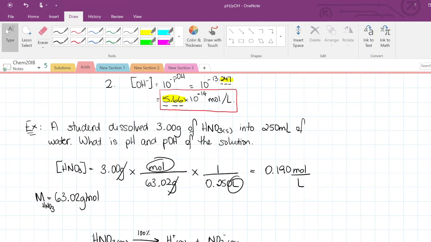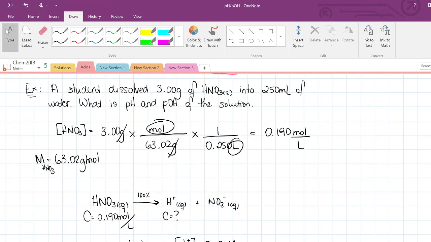So a student dissolved 3.00 grams of hydrogen nitrate solid into 250 milliliters of water, and we want to know what is the pH and the pOH of the solution. So this is slightly more complex because not only are we trying to figure out pH and pOH, but holy moly, now we have to go back to the solutions unit and figure out what's the concentration of this. Okay, so there's a whole lot of stuff happening in this two-sentence question.